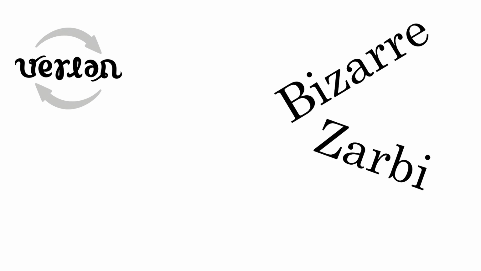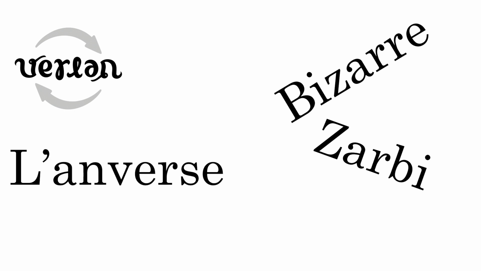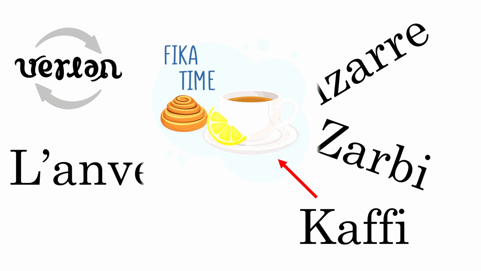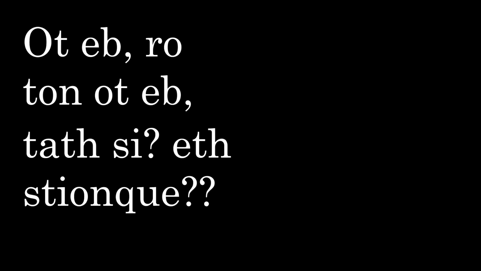It should work like the reverse of French, verlan, where pizza is zabi. It comes from the French "l'envers". Other slangs are Swedish fika, from cafe. It will work by reverting syllables or words. Let's try straight away: "O teap, ro tono teap, tafsi, efstionqui."